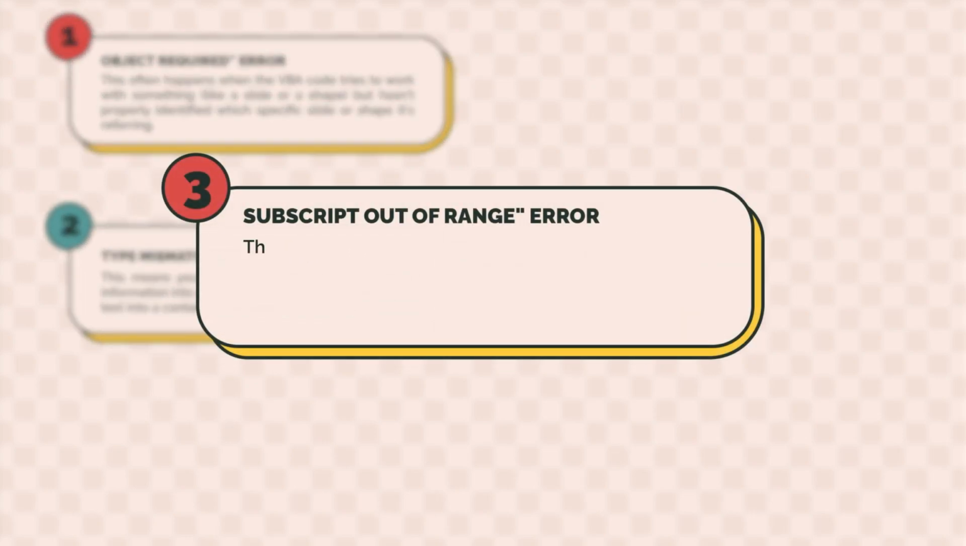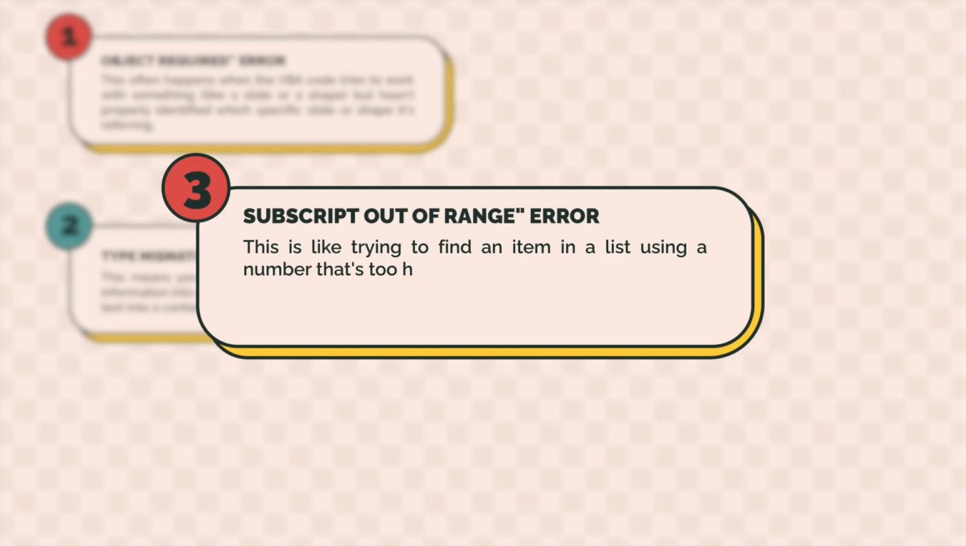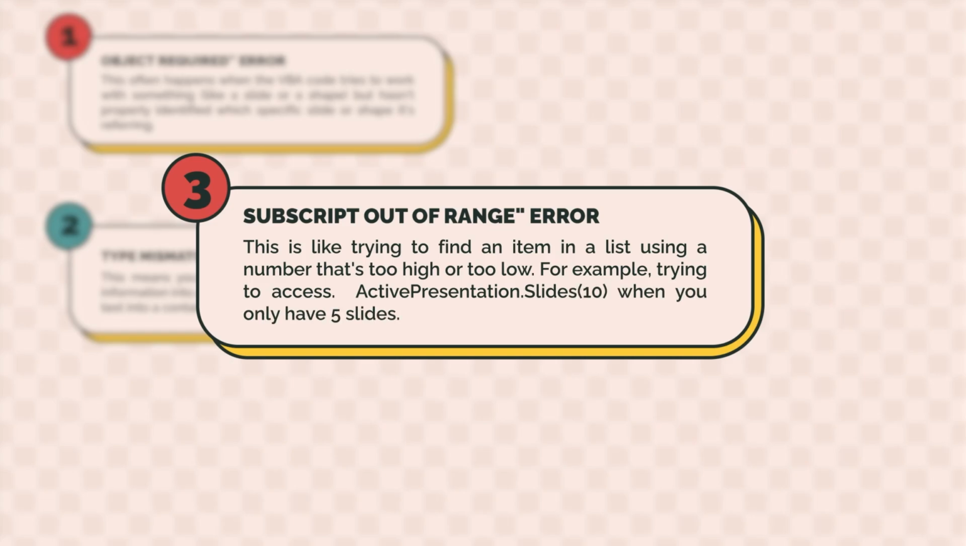Subscript out of range error. This is like trying to find an item in a list using a number that's too high or too low. For example, trying to access ActivePresentation.Slides(10) when you only have 5 slides.